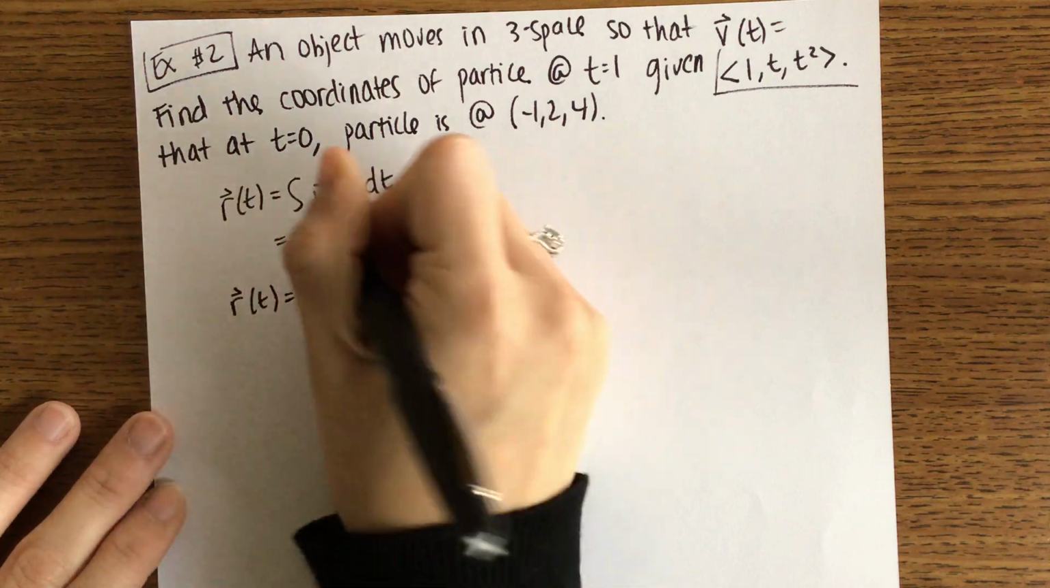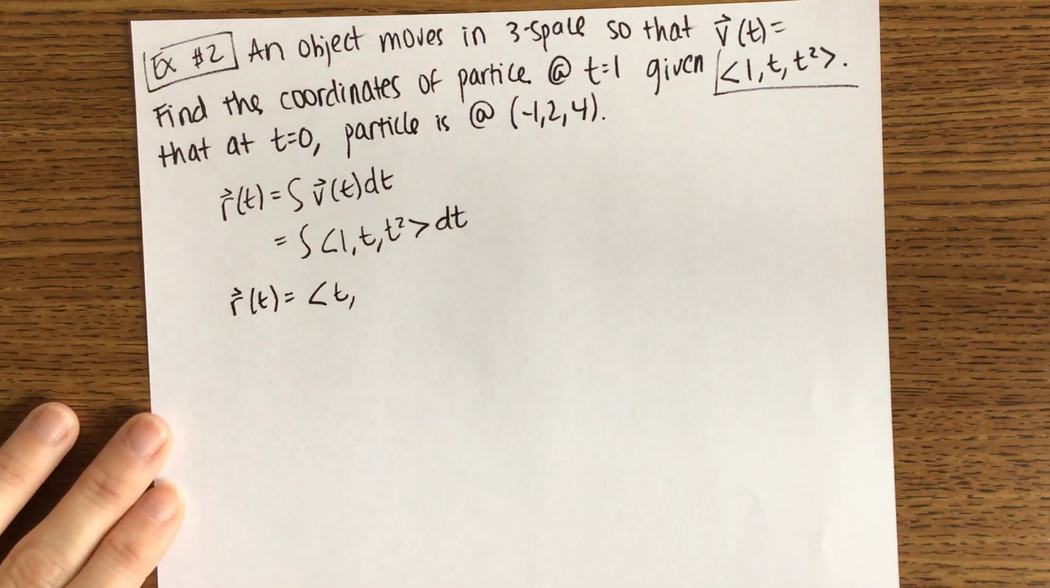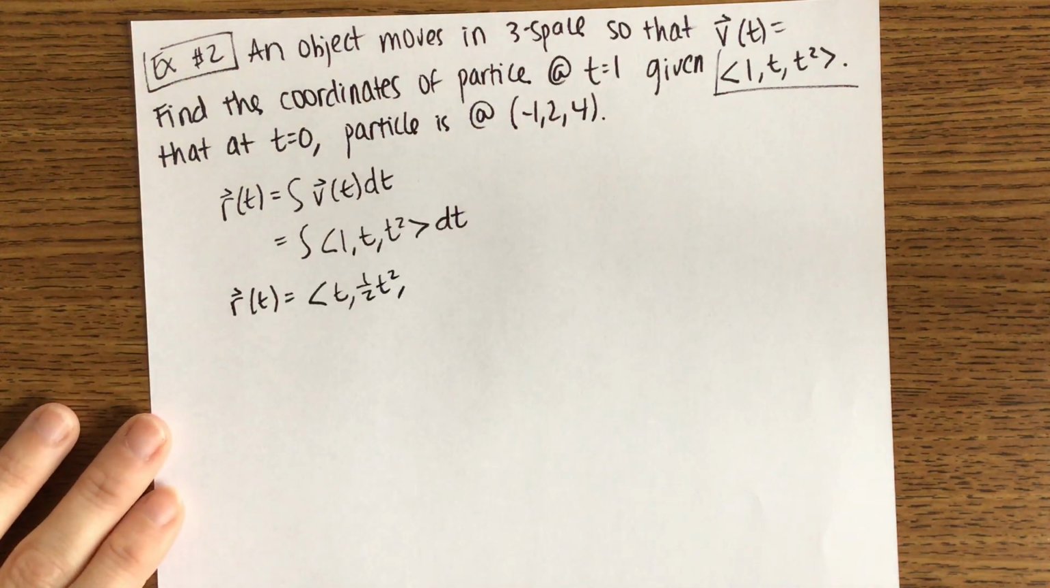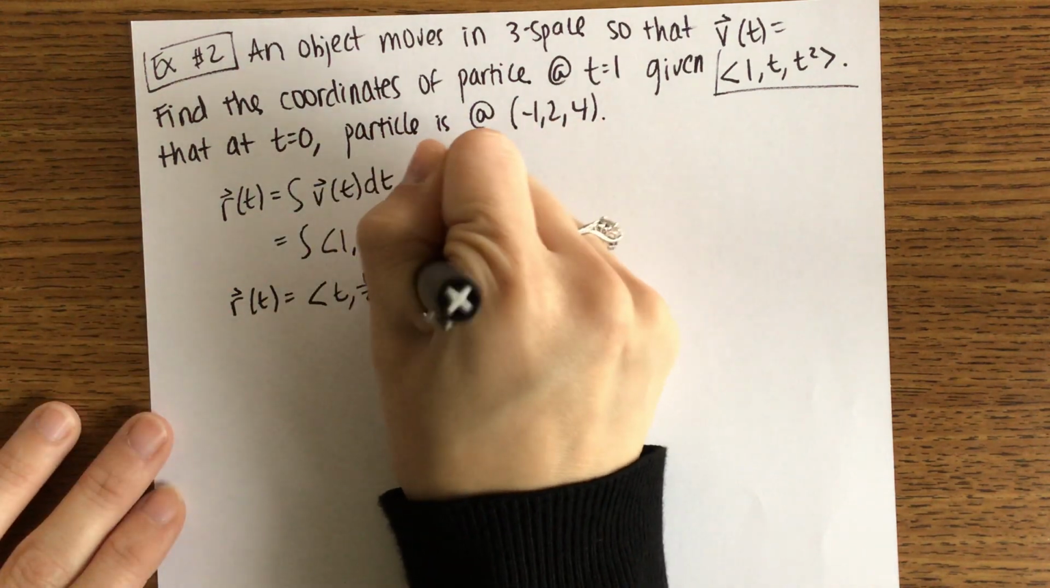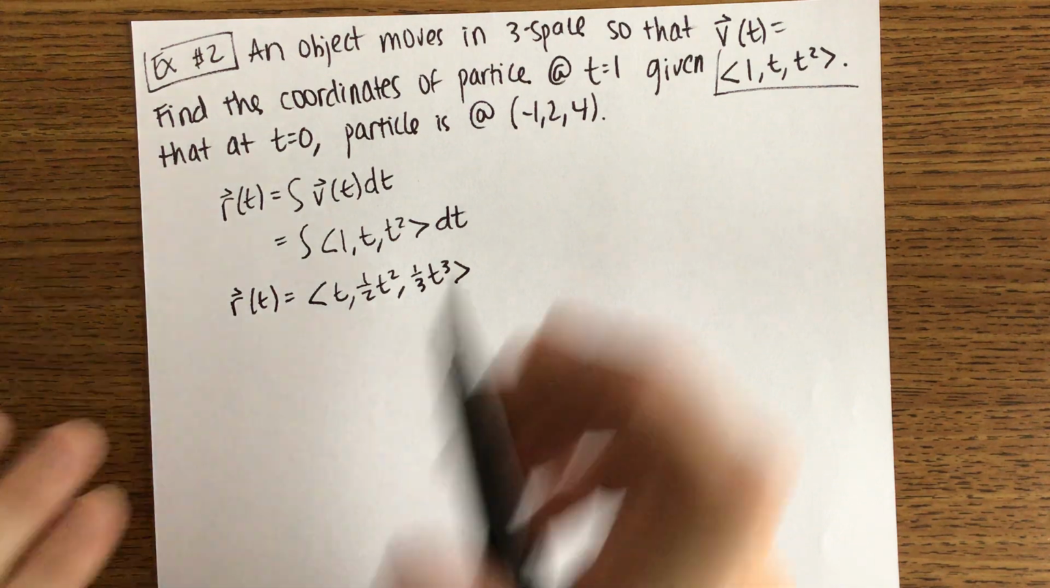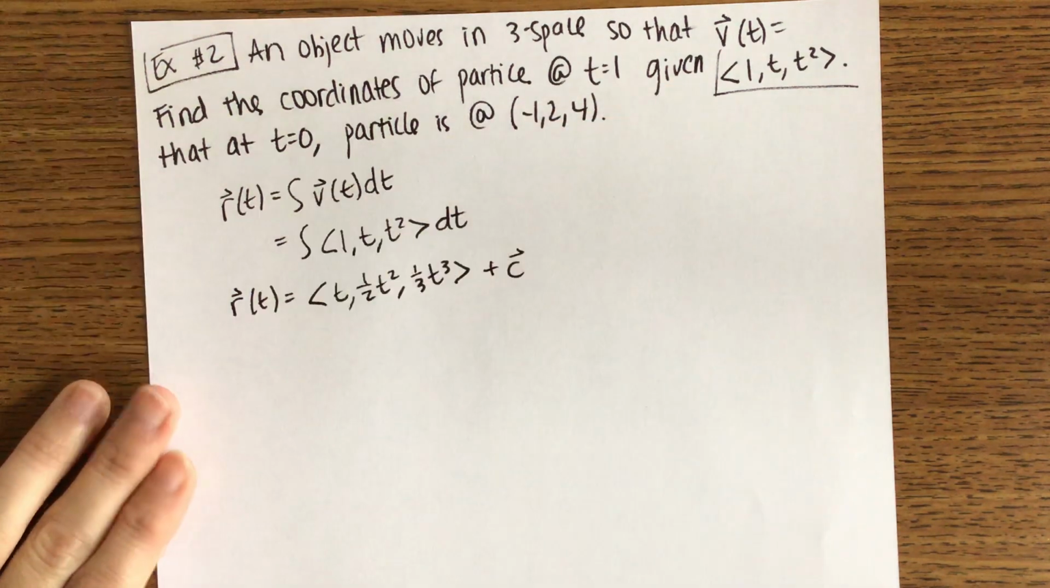So if I integrate 1, I get t. If I integrate t, I get 1/2 t squared. If I integrate t squared, I get 1/3 t cubed. Now, anytime we did an indefinite integral, what did you have to remember? Plus c. And remember that c is a vector.